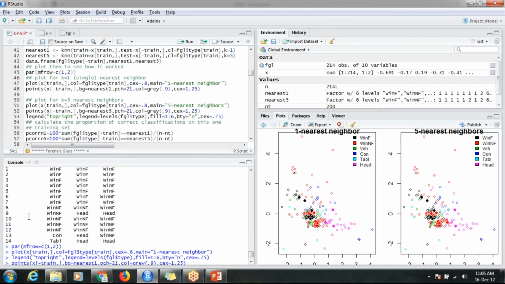So we had a difference for only a few of them. I think there was a difference for number 6. It should have been WinF, and here it was WinF in k equal to 1. But in 5 it was misclassified, and the difference should have been here in the 13th one. Head and WinF, NF.